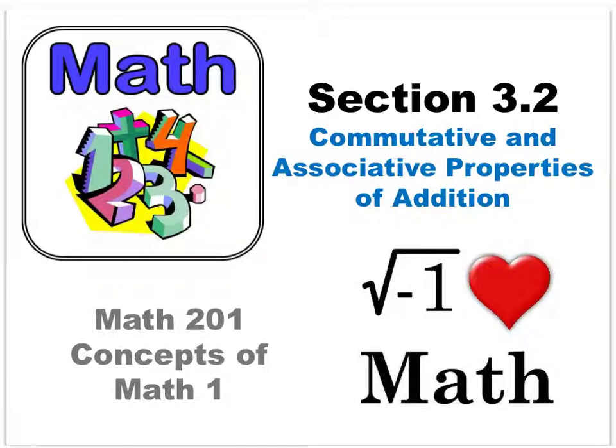In this section we're going to talk about two very simple but very important properties of addition: the commutative and the associative properties of addition. We're going to start off by stating these properties, and we're going to talk about how they're used, and then we're going to finish this section talking about proper ways to write equations.